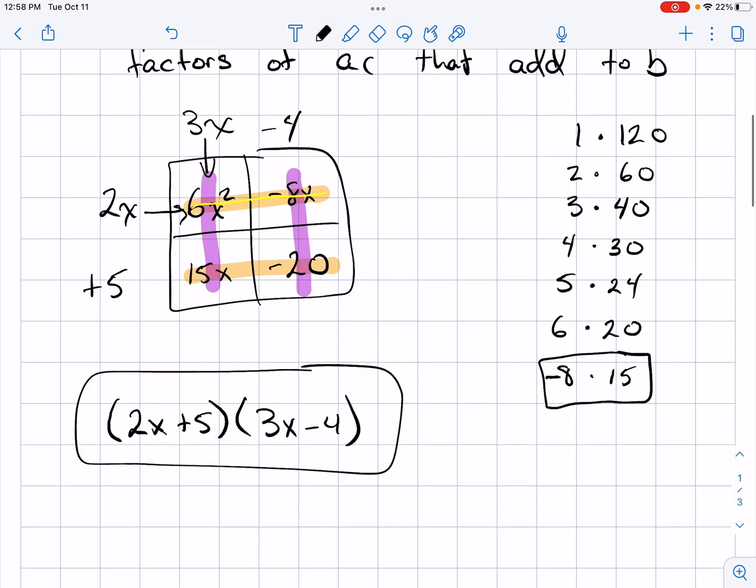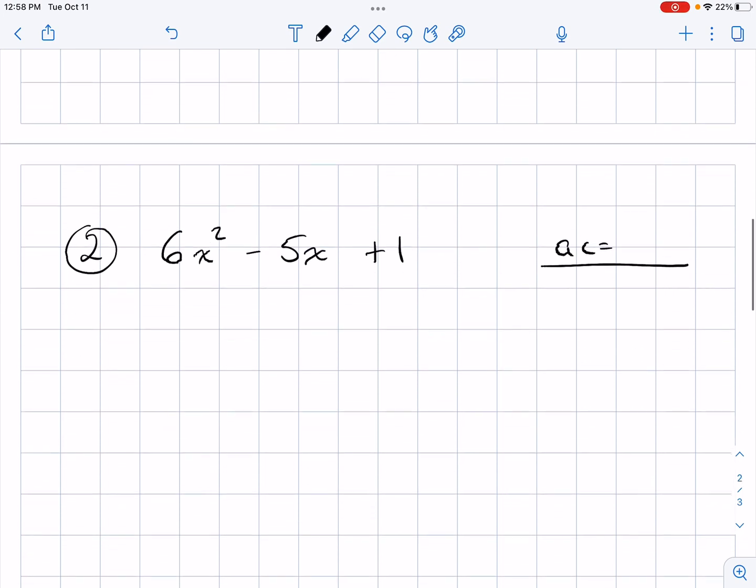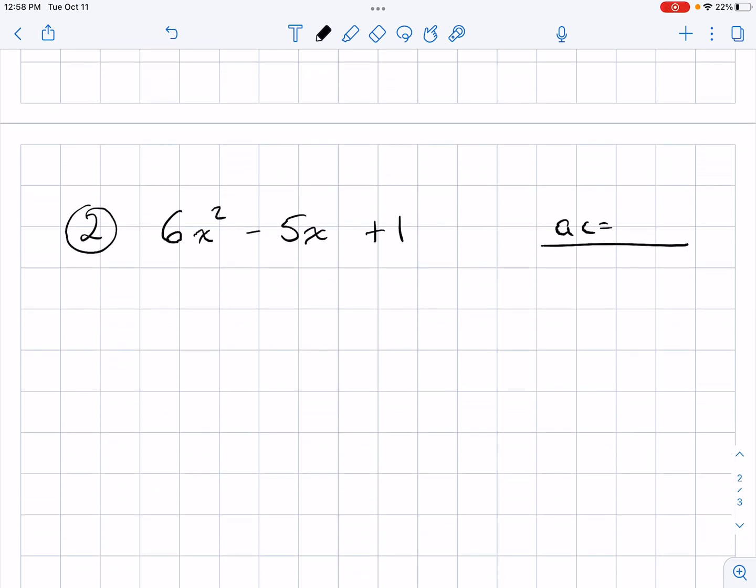All right, let's do another example. Here's another example where a is not 1. In this case, a is 6, b is negative 5, and c is 1. If there's no GCF, we do a times c, which is 6. I need two numbers that multiply to give me 6 that add up to negative 5. Let's see, 1 times 6 or 2 times 3. Which of those can add to negative 5? Well, these two can if they're both negative, which is the case in this one.